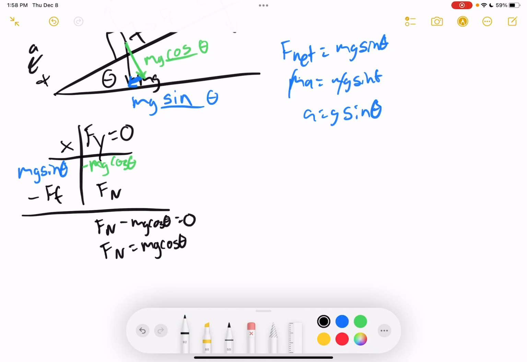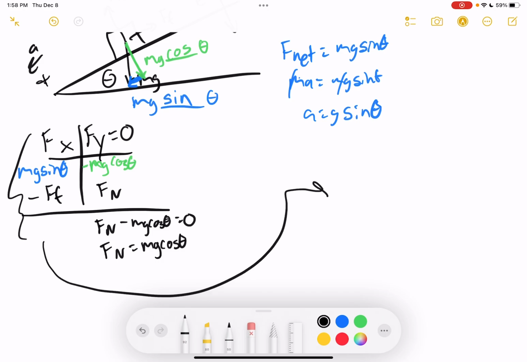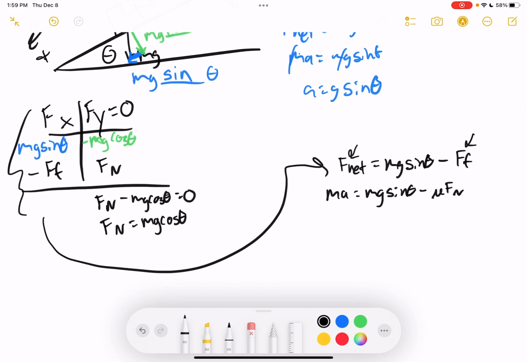Now, the x side is going to end up being our F net. So I'm going to take this and put it over here. I have my F net, and that will just equal mg sine theta minus ff. Let's plug in for F net and ff. F net is just ma, which equals mg sine theta minus ff, and my ff is mu Fn. Remember, that's a formula on your formula sheet, so you would be able to look that up. Now we need to plug in something for this Fn, and that brings us back to why we needed to do this y side.